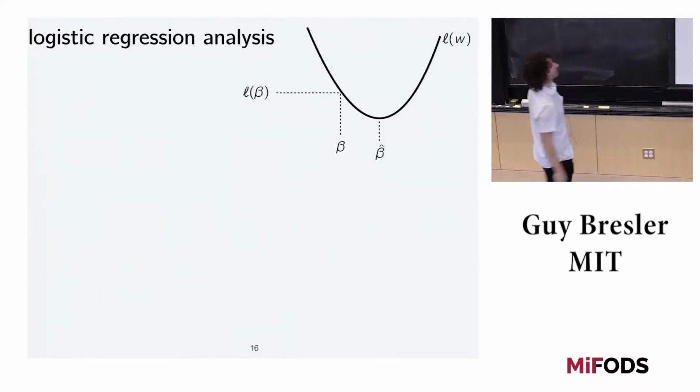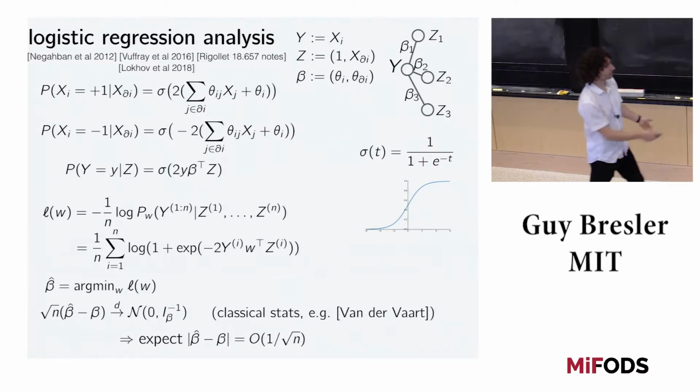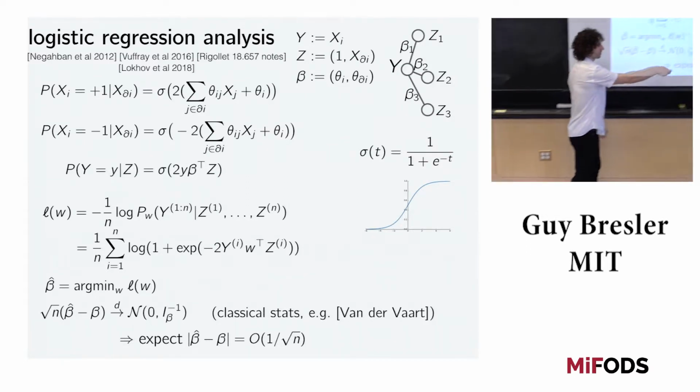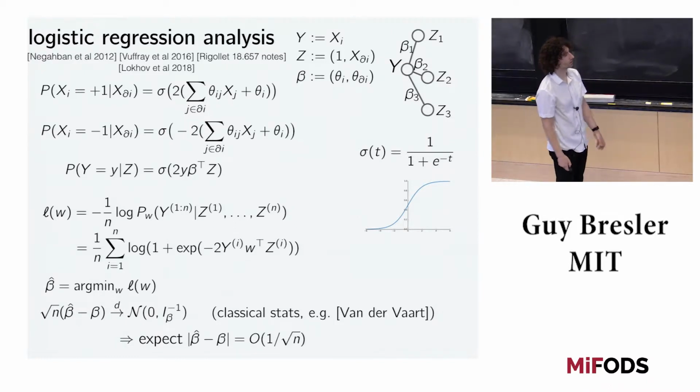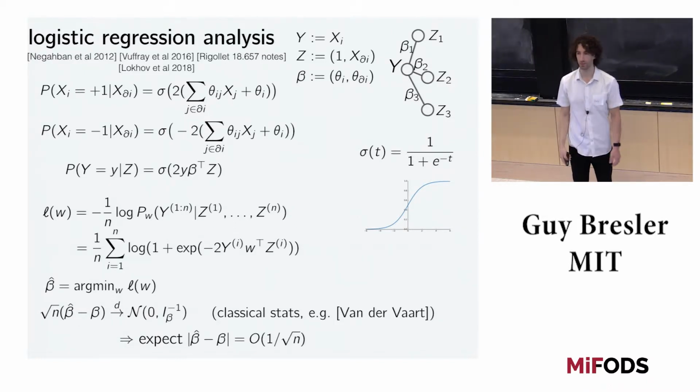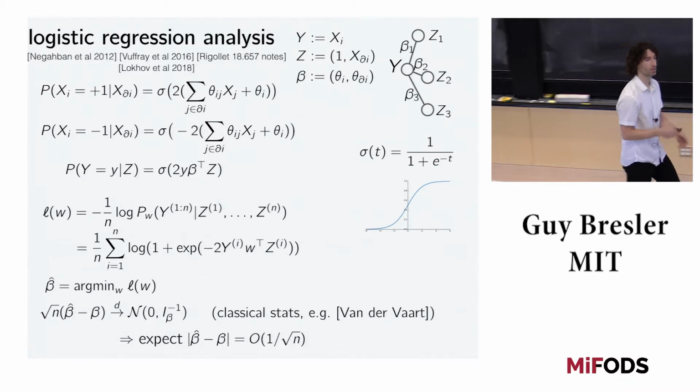Alrighty, good. So we're going to try to analyze this. We're going to try to get a statement of this form: beta hat minus beta is roughly 1 over root n with high probability. Everybody good? Yeah.